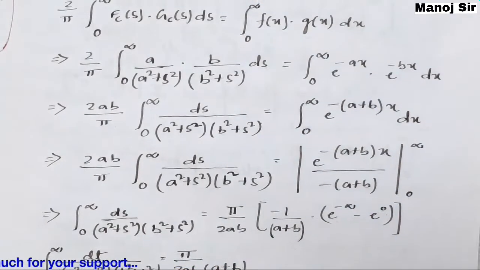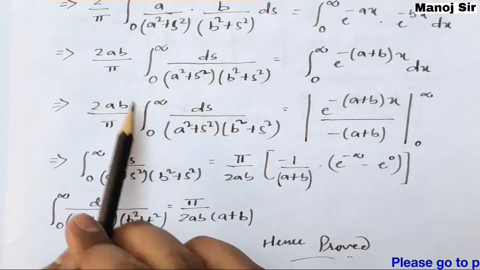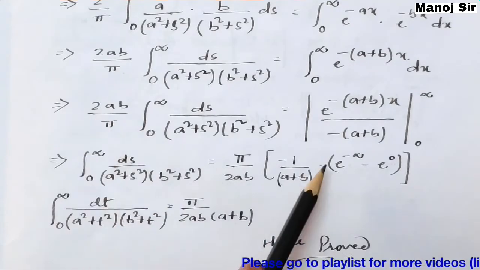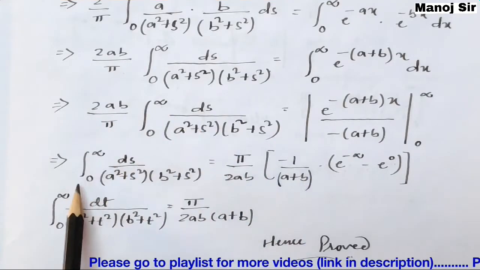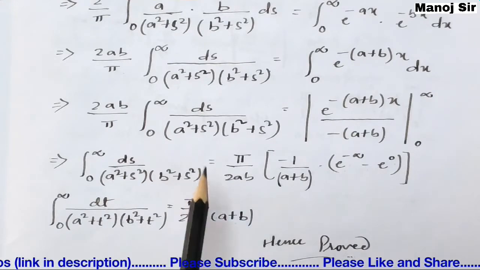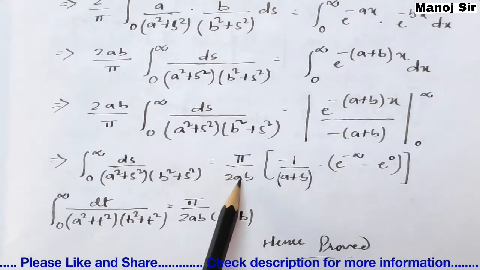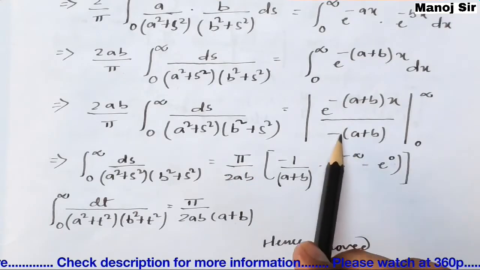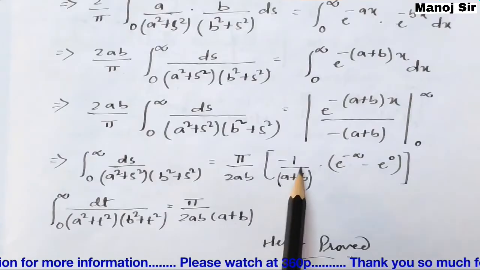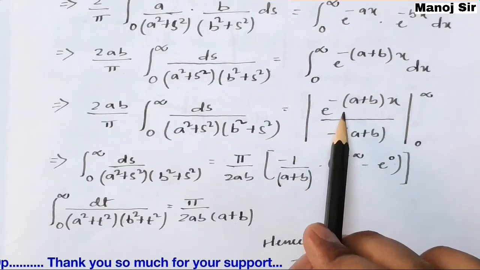Now simply put limits. On putting limits, we take this 2ab upon pi to the right hand side. So integration 0 to infinity ds upon (a square plus s square) into (b square plus s square) is going to be pi upon 2ab, into minus 1 upon a plus b. Now simply put the upper limit here.